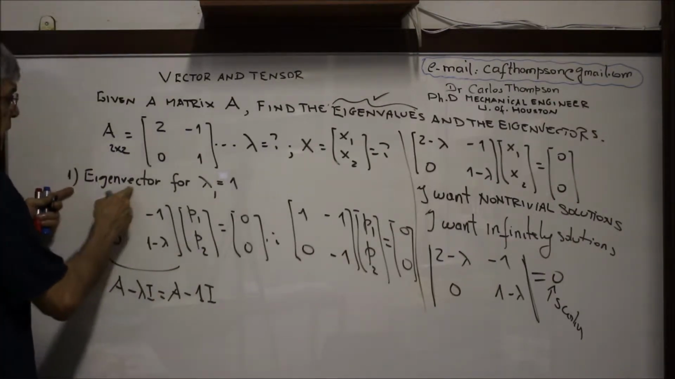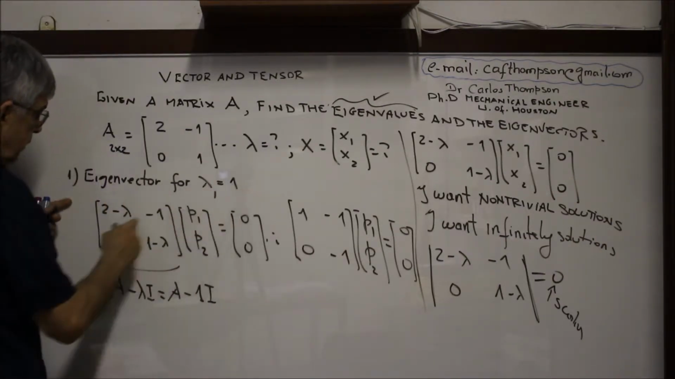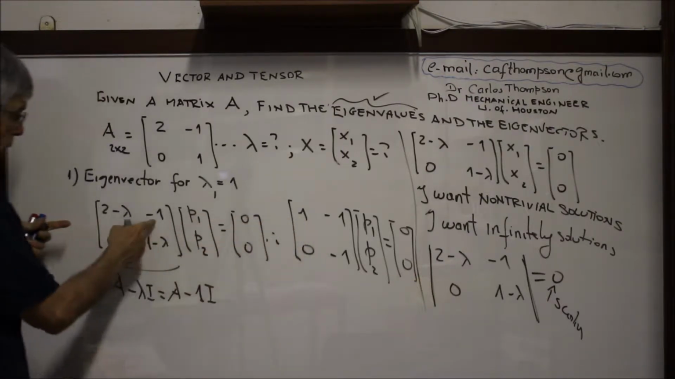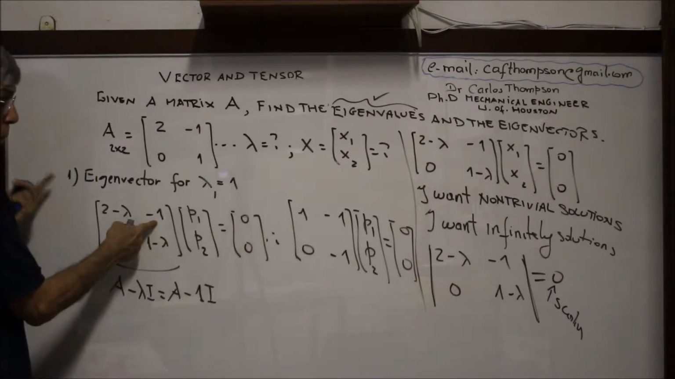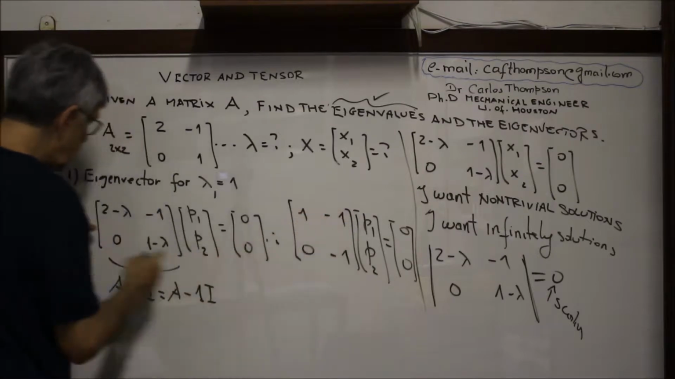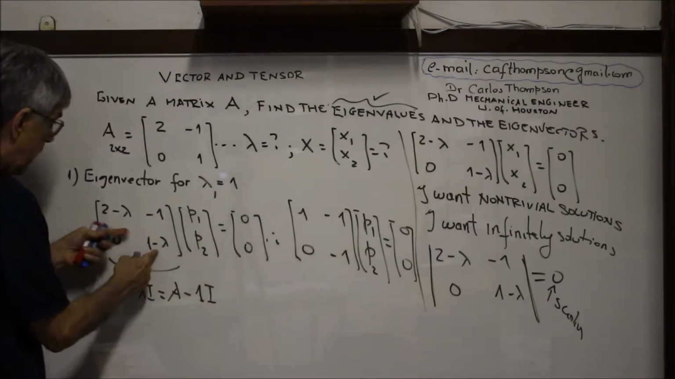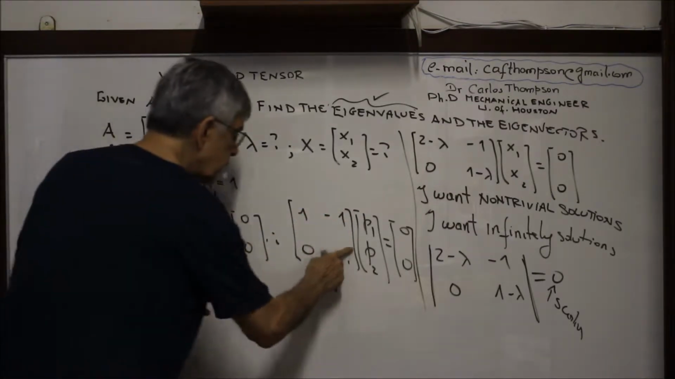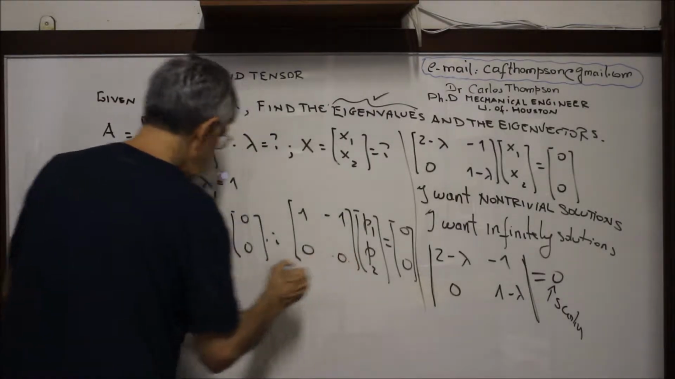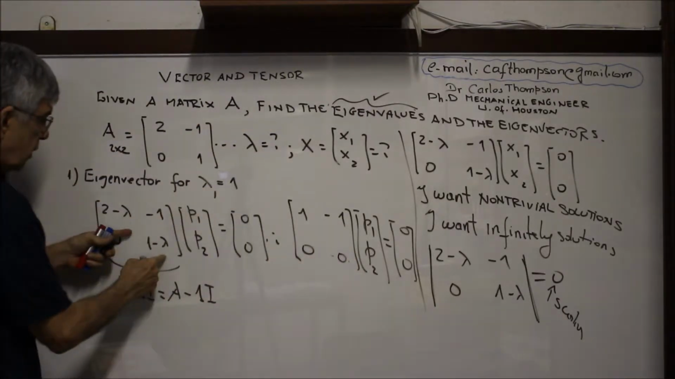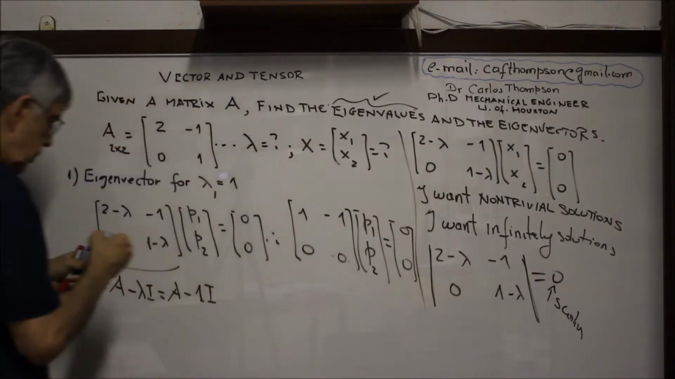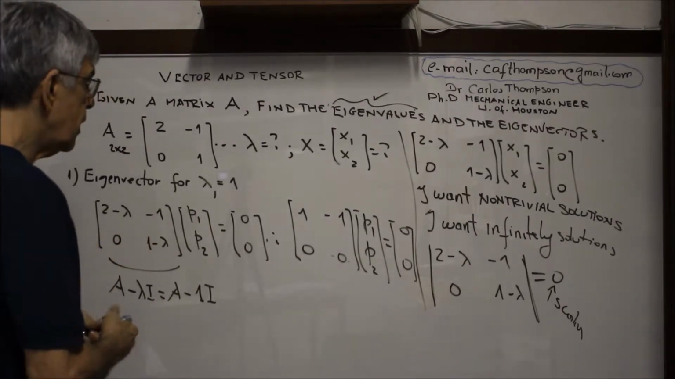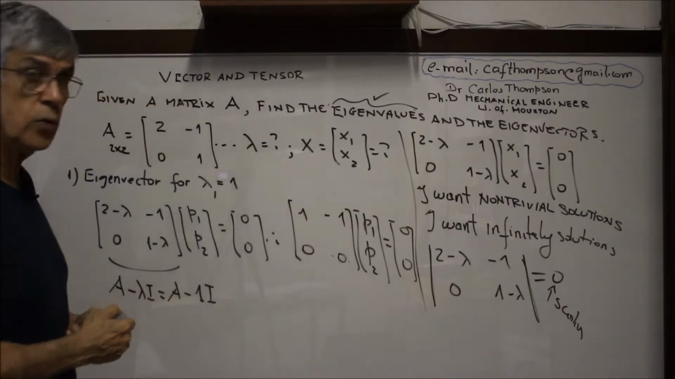Because for lambda equal to 1, it is 2 minus 1, which is 1. I repeat here because there is no minus lambda here. So minus 1. Here is 0. I'm sorry, this is 0 here, because lambda is 1, and 1 minus 1 is 0. So you have this equation here. Let's solve for P1 and P2.